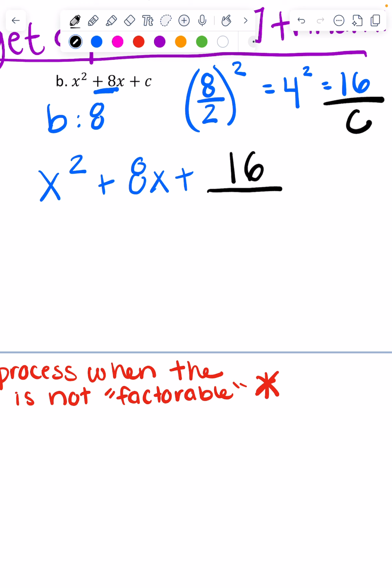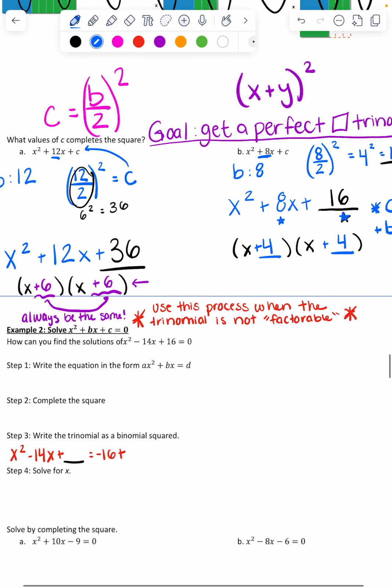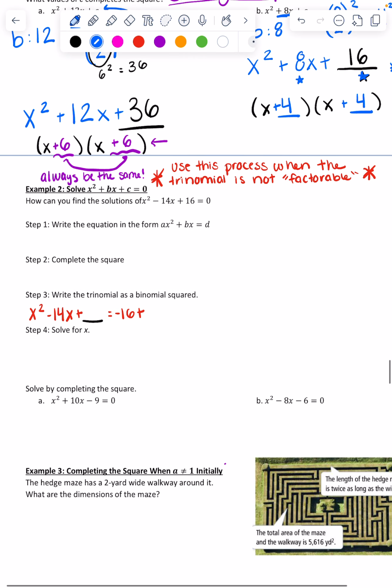To make sure that this is the correct c value, just like before, we should be able to factor this in such a way that the two numbers that multiply to c and add to b are the exact same number. And that is 4 and 4. Positive 4 multiplies to 16 and adds to 8. All right, let's see how we can now use this more in example 2.